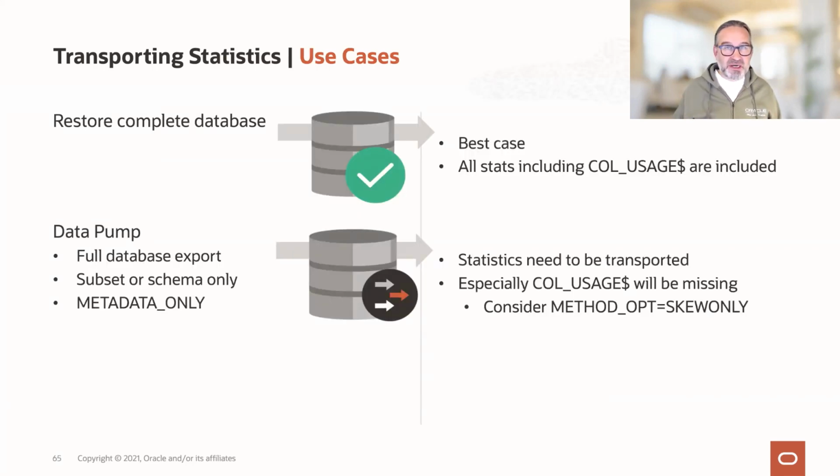We have basically two use cases. In the first use case, this is the ideal or the best case, you restore a complete database. When you do that, you take all your stats with you. And especially those the database uses to build up histograms correctly in COL_USAGE$, those are in the database as well. Whereas when you build up a database with a Data Pump import, then you don't carry the COL_USAGE$ statistics with you. In that case, it's recommended, in case you generate or gather new statistics, that you generate them with METHOD_OPT SKEWONLY, because otherwise the database won't be able to generate correct histograms.